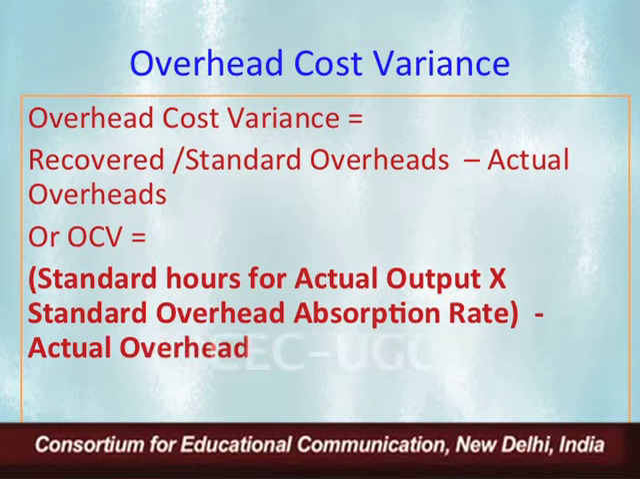If I have to explain this formula, I have to expand it. The formula becomes: overhead cost variance is equal to, for standard overheads, standard hours for actual output into standard overhead absorption rate. That rate I'll tell you how to calculate, and the resultant value is deducted from actual overhead to compute the overhead cost variance. So overhead cost variance is basically the difference between the standard overhead cost and actual overhead cost. This is what I wanted to explain at the very outset, how to calculate overhead cost variance. The formula remains the same: standard overhead cost minus actual overhead cost.